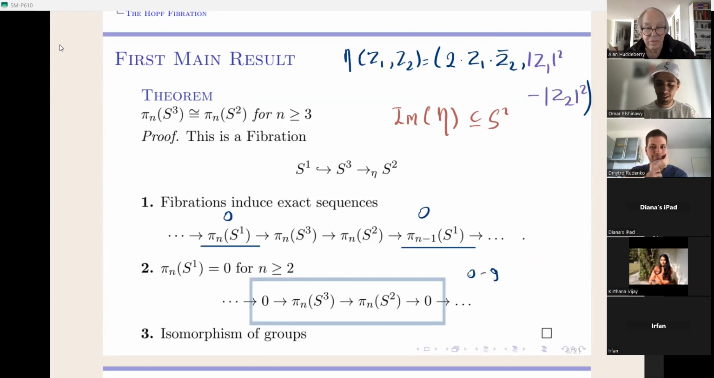So it's the isomorphism of groups, the lemma that we just proved. And from here, you can actually get that this is equivalent to the statement that pi n of S3 is isomorphic to pi n of S2, with some technical details, of course. So for n equal to 3, you have to be careful. You should always say for n in a certain range.